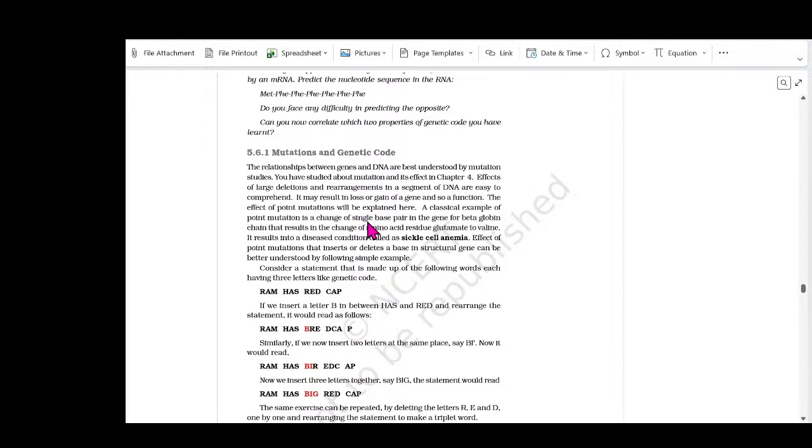A classical example of point mutation is a change of a single base pair in the gene of the beta globin chain that results in the change of amino acid residue glutamate to valine. It results in a diseased condition called sickle cell anemia. The effect of a point mutation that inserts or deletes a base in a structural gene can be better understood by a simple example. This example requires visualization.